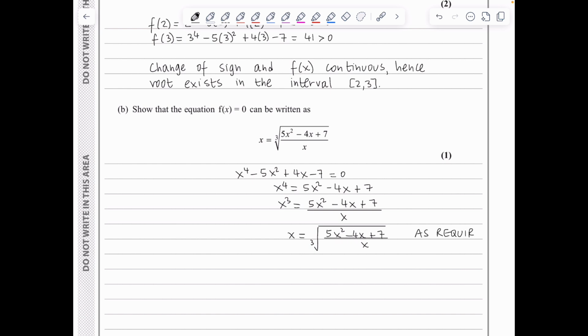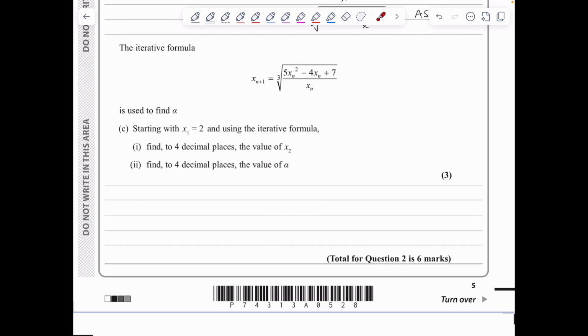x as required. In part C, I need to use the given iterative formula starting with x1 is 2 to find the value of x2 and alpha to 4 decimal places. So for the first part, I will be substituting x1 is 2 to find x2. So wherever we've got xn, I'll be putting the number 2. This means that x2 is going to be 5 times 2 squared minus 4 times 2 plus 7, and all divided by 2. And I will take the third root of this.